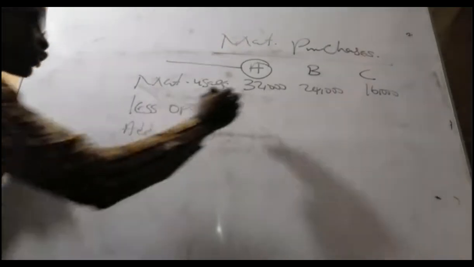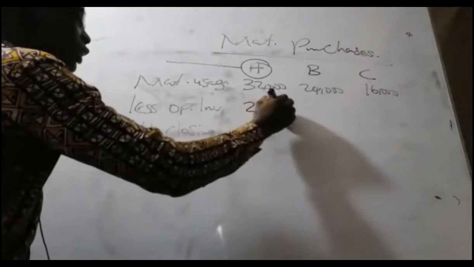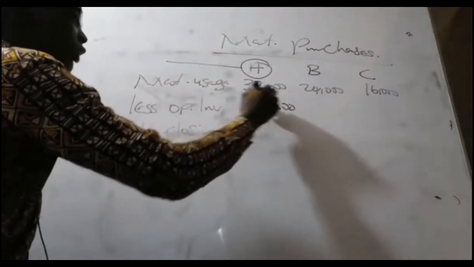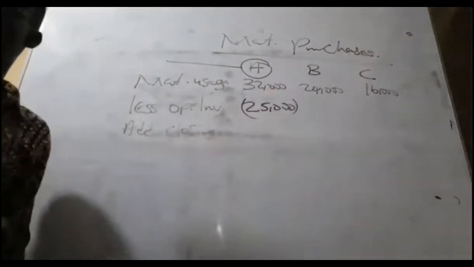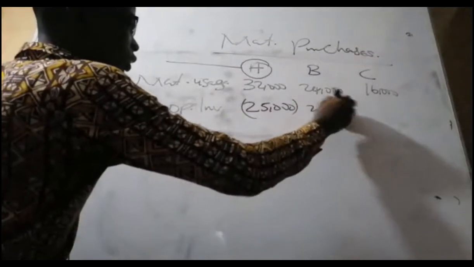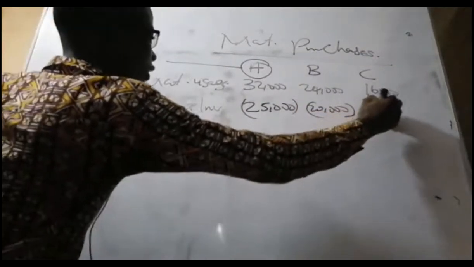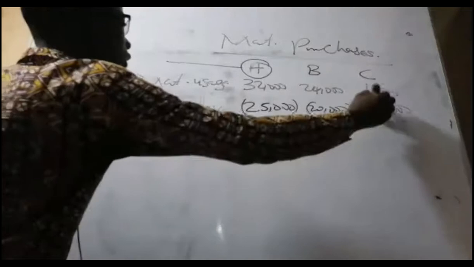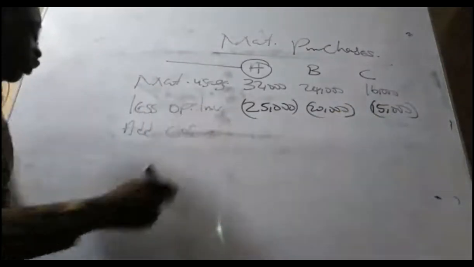So open inventory is 25,000. I'll subtract what again? 15, and 10, 20 and 15. So that's 20,000 and then 15,000. Then left the closing inventory.